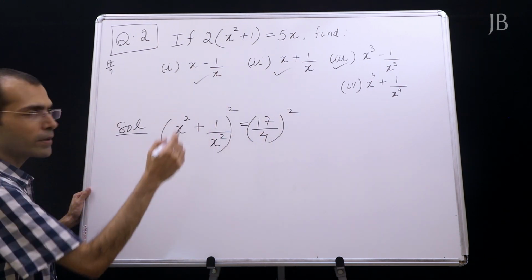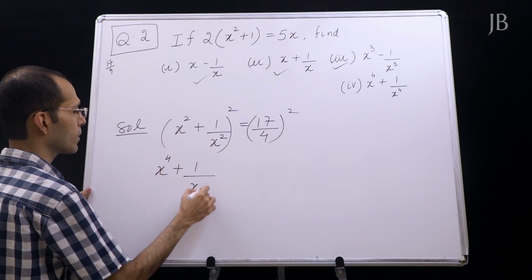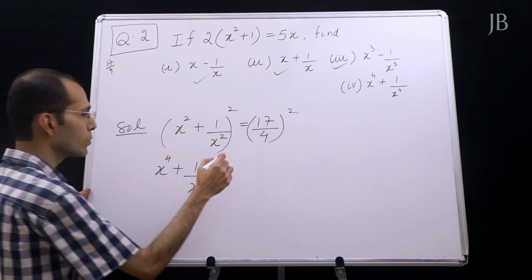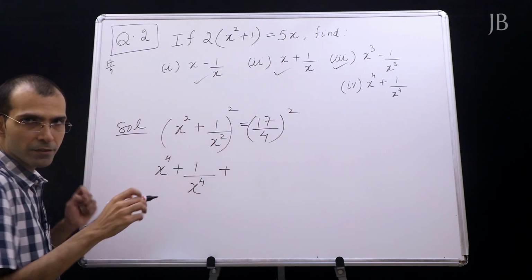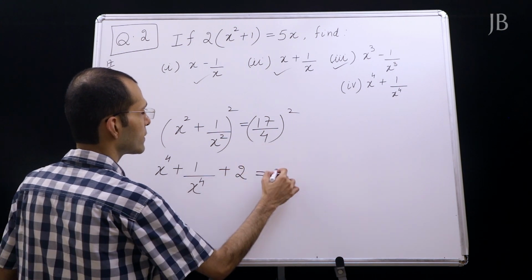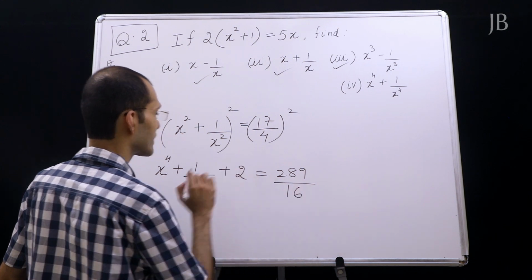Now just simply open up the brackets: x raised to 4 plus 1 upon x raised to 4, first term into second term into 2. So x square and 1 upon x square will get cancelled. So you will have plus 2 equaling 289 upon 16.